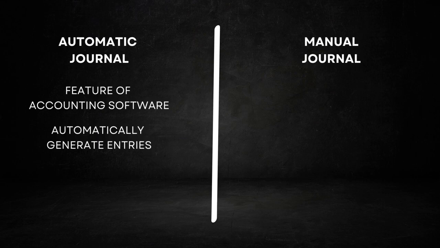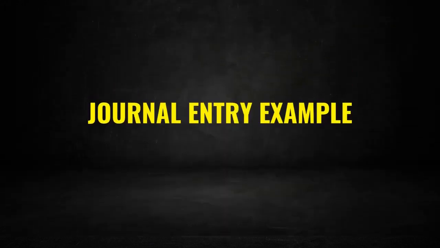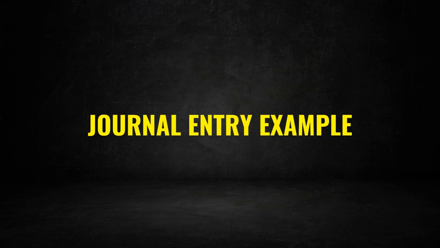There are two types of journal entries: automatic and manual. Automatic journals are a feature of accounting software. They automatically generate entries in the background as you enter invoices and receive payments, saving you valuable time. On the other hand, manual journals are typically used for adjusting entries and unique transactions that cannot be handled automatically. With manual journals, you need to complete all the fields in a template, similar to the one I showed you earlier, by yourself. Now let's dive into an example to put these concepts into practice.